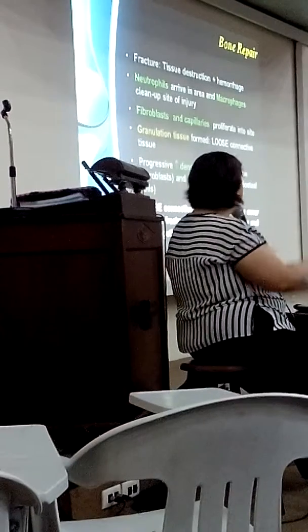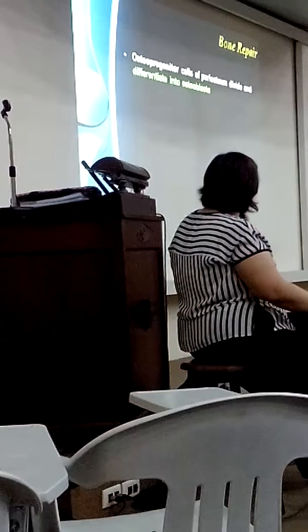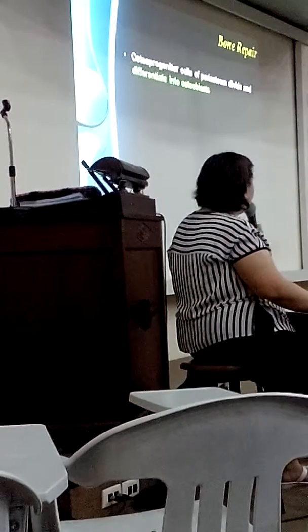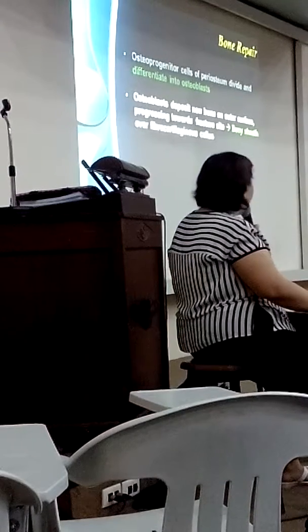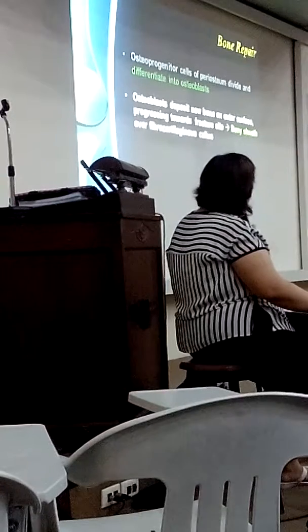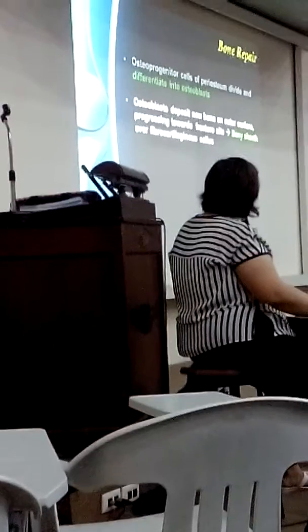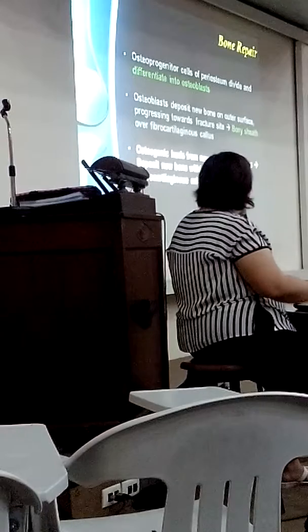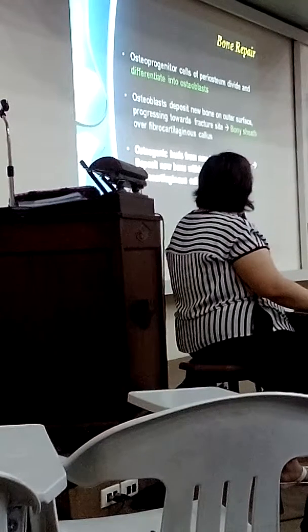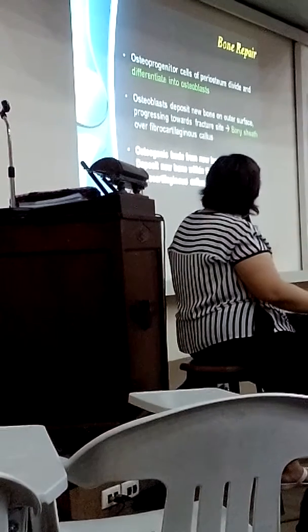If you have a fracture, there are two ends of the fractured area. Osteoprogenitor cells of the periosteum divide and differentiate into osteoblasts. Osteoblasts deposit new bone on the outer surface, progressing inward, so a bony sheath forms over the fibrocartilaginous callus. It just covers the callus. Then osteogenic buds form new bone, invade the callus, and deposit new bone within it. So the fibrocartilaginous callus becomes bony.